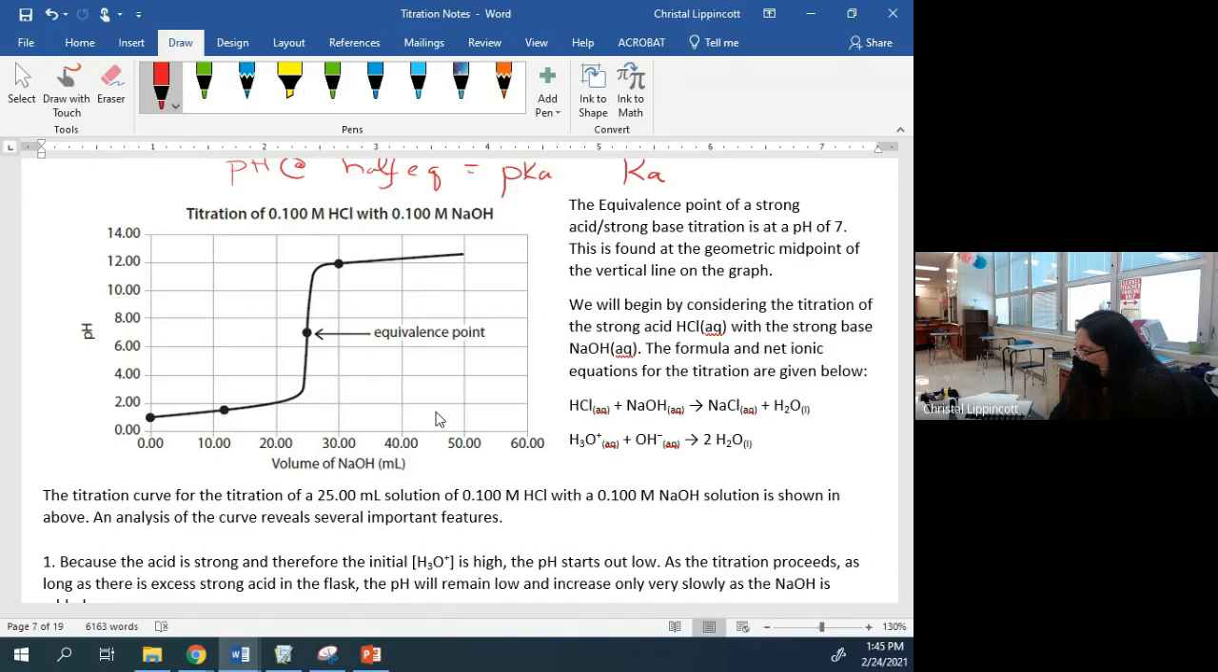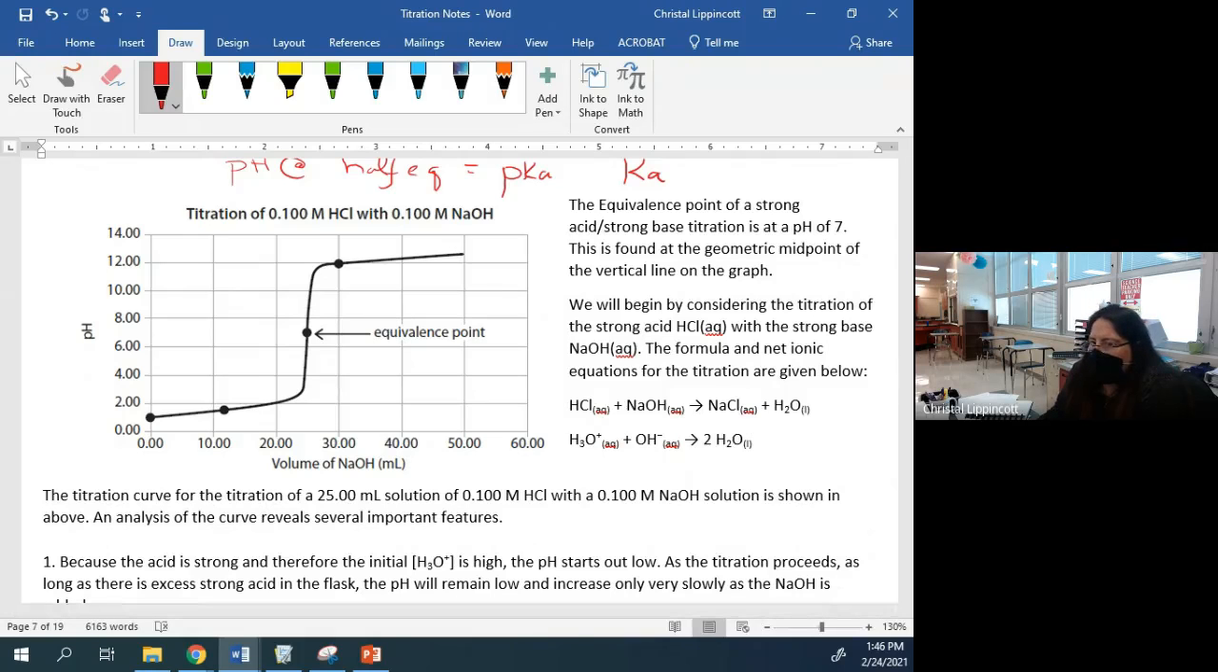Okay. So I say the question again. So, did we just find the half equivalence? Yep, that's where we're at, the half equivalence. We wouldn't know that that's the half equivalence until we run the whole titration, unless we were given the Ka. If you're given the Ka, then you might know it. But you wouldn't know that this is half equivalence until you know where the equivalence is. That makes sense? Yeah, it makes sense now that I'm looking at the graph.